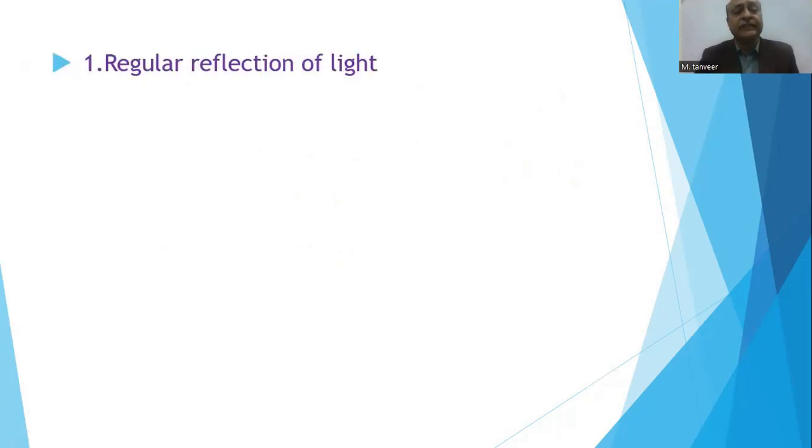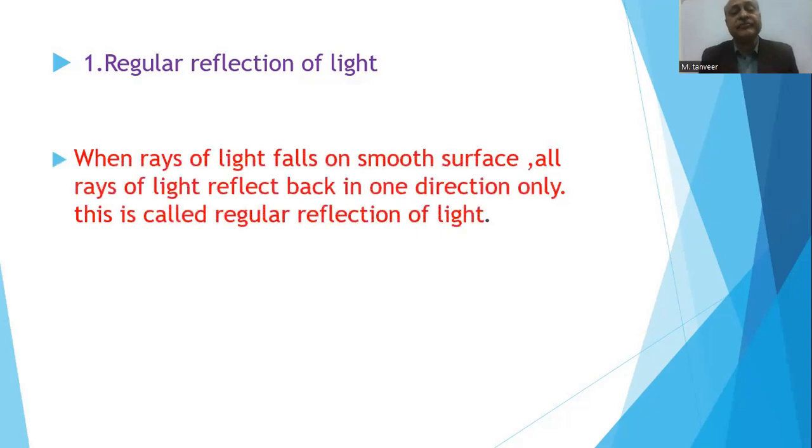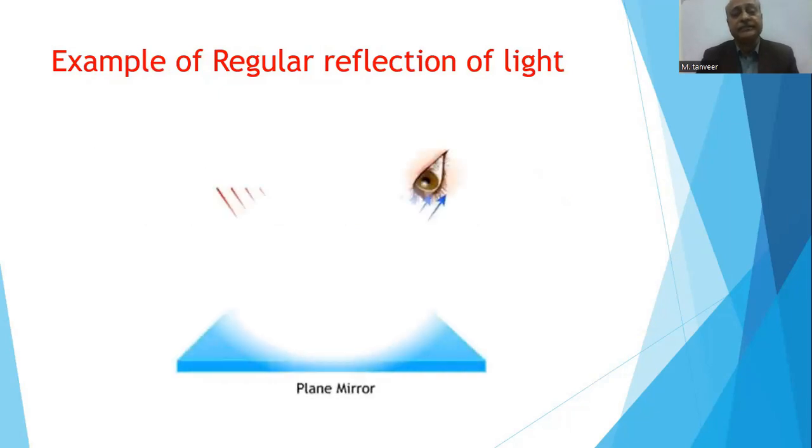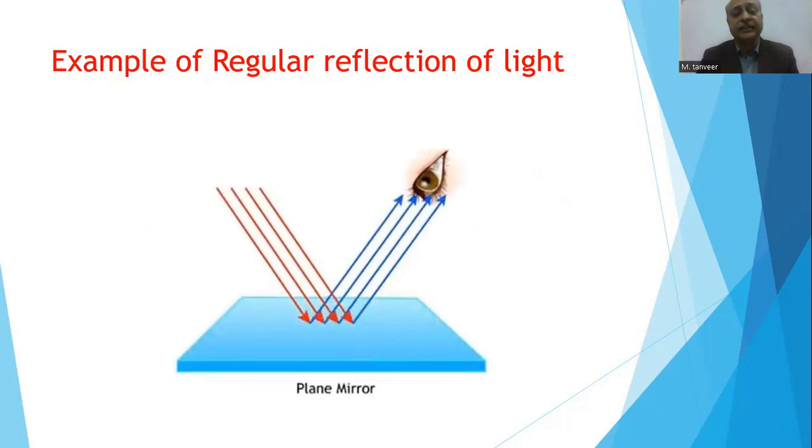So regular reflection is when rays of light fall on a smooth surface and all rays of light are reflected back in one direction only. This is called regular reflection of light. An example of regular reflection: rays of light are falling on a plane mirror, and all rays of light are bounced back in the same direction.